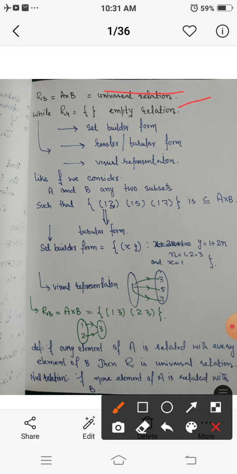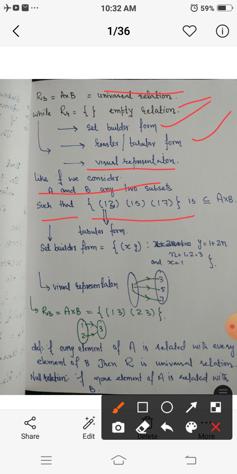But here we can represent the relations in 3 different ways. One is the set builder form, the second is the tabular form, and the third is simply the visual representation. Like if we consider sets A and B, any 2 sets such that {(1, 3), (1, 5), (1, 7)}. Now clearly it is a subset of A cross B.